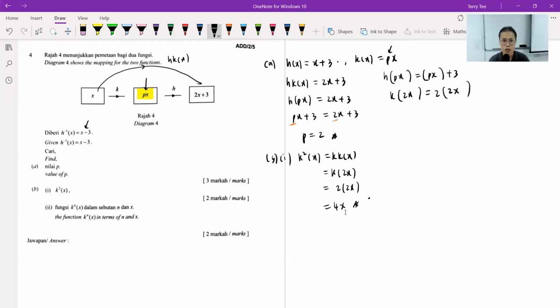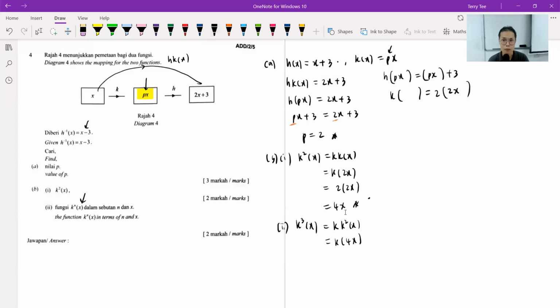Next, I'm finding the function k^n(x). Okay, before we do k^n(x), let's try it out with more functions. So we just do k3, right? k3 simply means k2 of k(x), or you can write k of k2(x), up to you. Some students may say I do k of k2(x), also can. So the thing is, what's your k2? My k2 is 4x. My k(x) remains the same.